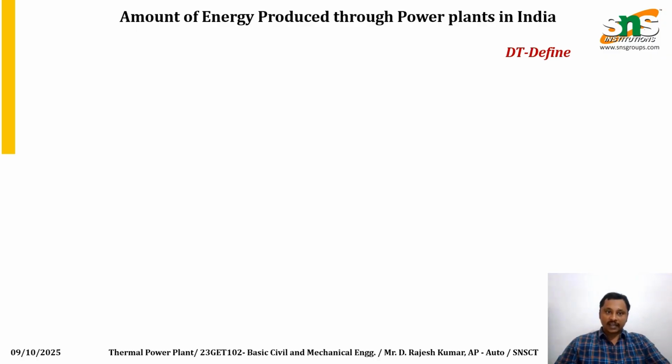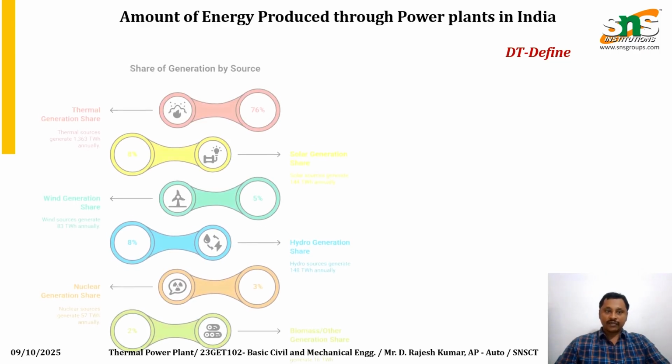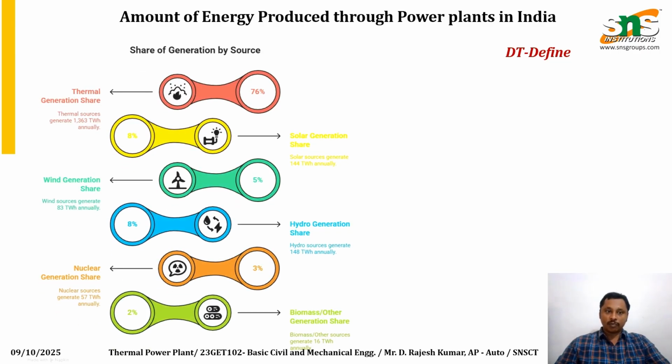Coming to this slide, it shows the amount of energy produced through power plants in India. If we see the amount of energy produced by the different power plants, the thermal power plant shows the major power production. It produces up to 76% of power.